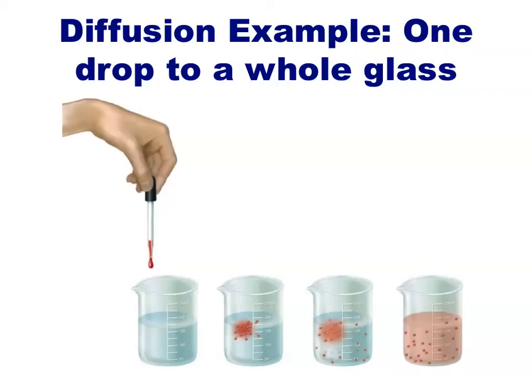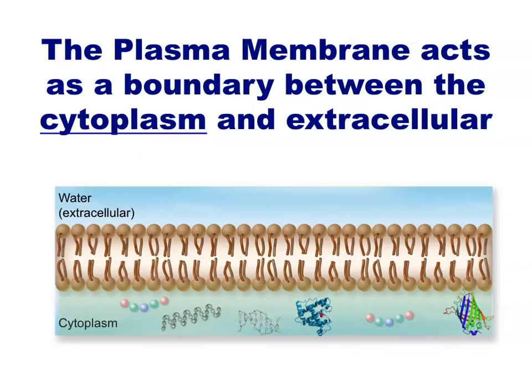Diffusion becomes particularly important when we talk about membranes. The difference in concentration for a particular solute between one side of a membrane and the other will determine which direction the material diffuses, and if they're moving across the membrane at all. Remember that the plasma membrane acts as a boundary between the cytoplasm and the extracellular space. And similar membranes inside of the cell can act to compartmentalize the cell further.